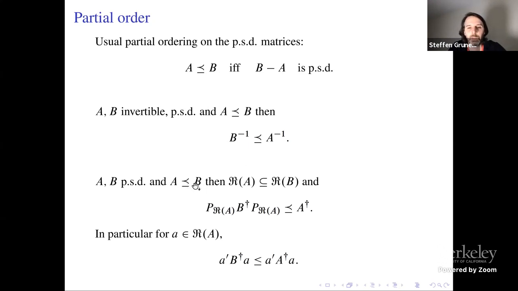If A is smaller than B, then the range of A, which I don't note here, this is R(A), is a subset of the range of B. And I have this property here that if I project onto the range of A, times B dagger times the projection onto the range of A, this matrix is smaller than A dagger, if A was smaller than B. So the pseudo-inverse in some way also reverses the order.